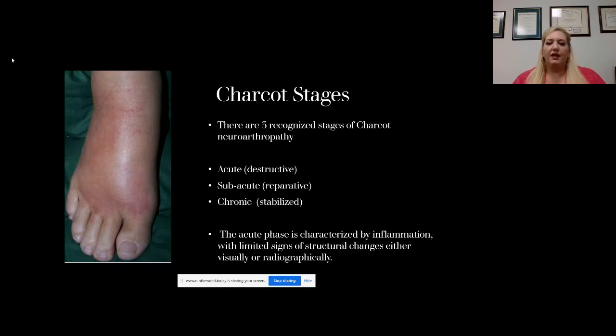So again, we don't see the structural changes in the acute phase. We might not make the proper diagnosis. We might think it's cellulitis. Patients might be put on several rounds of antibiotics. They continue walking on it, and then the destruction occurs.